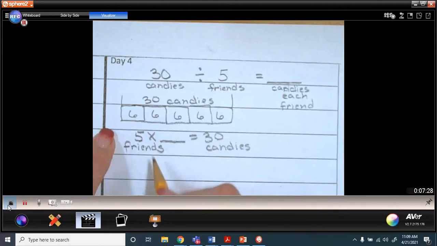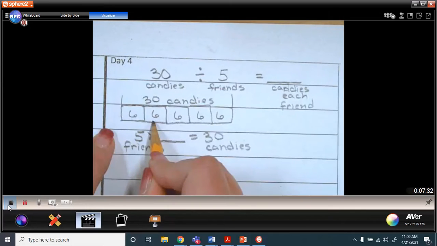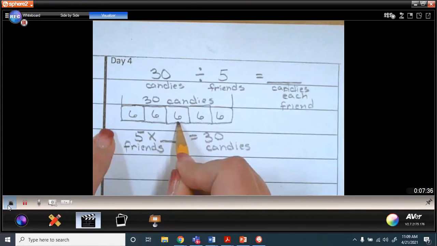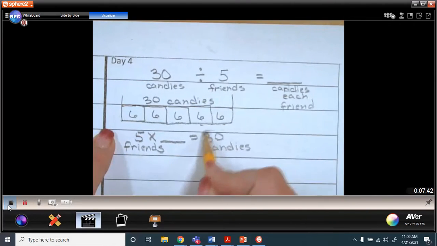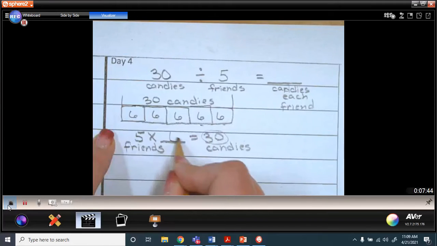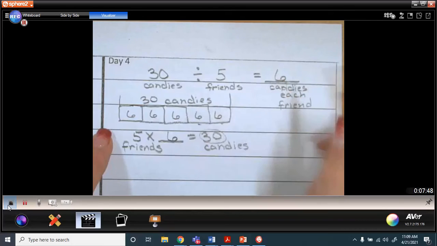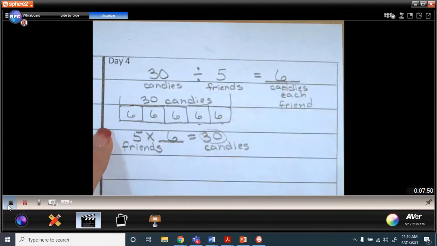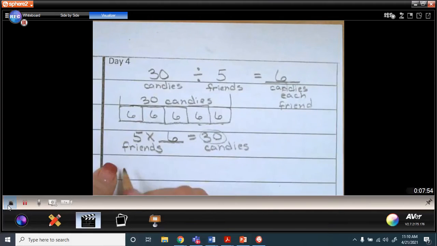Now, to check, I can use repeated addition. So 6 plus 6 is 12, plus 6 is 18, plus 6 is 24, plus 6 is 30. So that checks out using repeated addition. And now I have a division equation to show my work. I've modeled it. Now I can write my response.